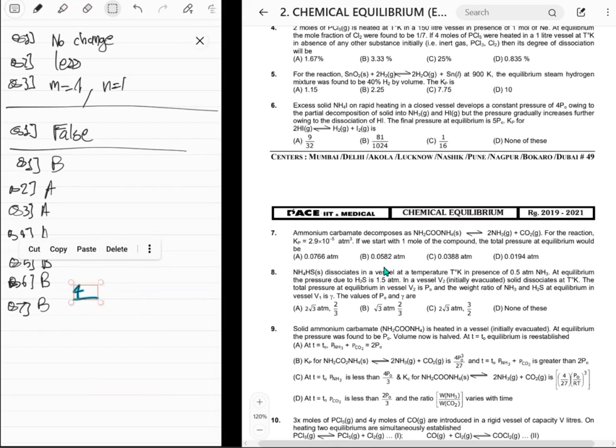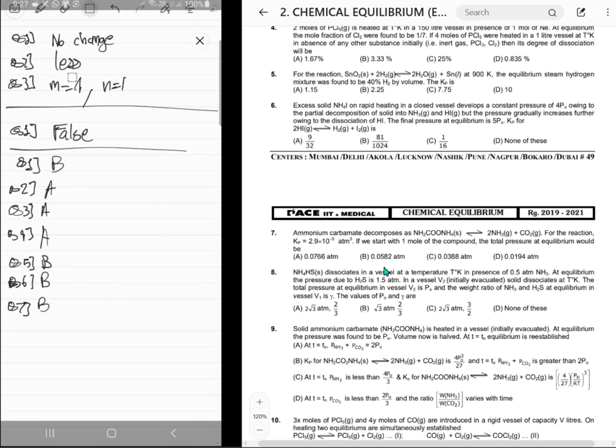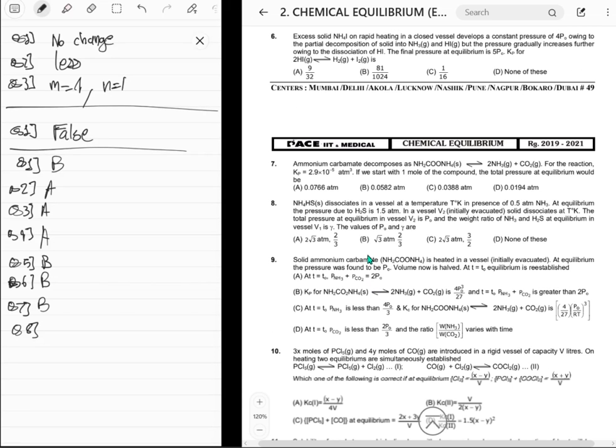Okay, question number 8. And I'm running low on time. Oh, come on. Question number 8. NH4HS dissociates in a vessel at temperature Tk in presence of 0.5 atmosphere NH3. At equilibrium, the pressure due to H2S is 1.5 atmosphere. In the vessel V2, initially evacuated. So it dissociates in a vessel at some temperature, 0.5 atmosphere NH3 is already there. At equilibrium, the pressure due to H2S is 1.5.